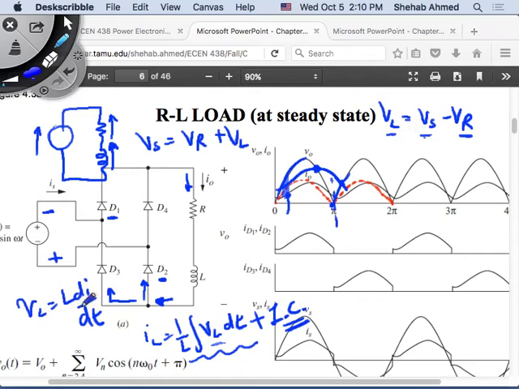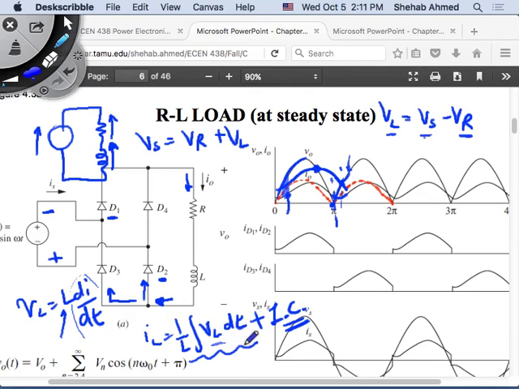VL becomes 0 because L is not 0. It means that di/dt is 0, so the slope of the current at that point is 0. So it makes sense for the current to do this at this point here, right? And then Vs becomes higher than Vr.